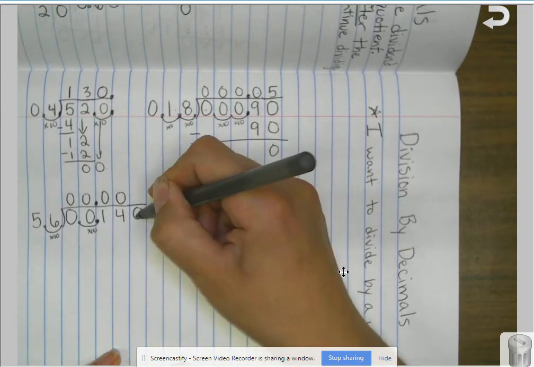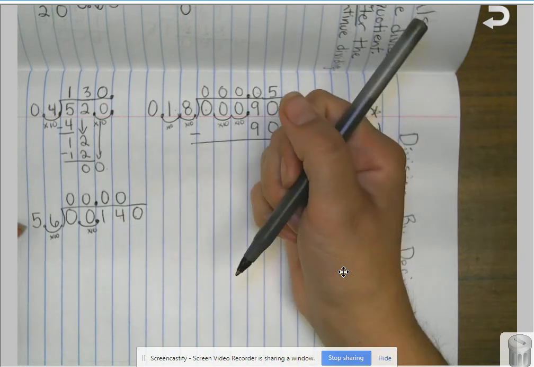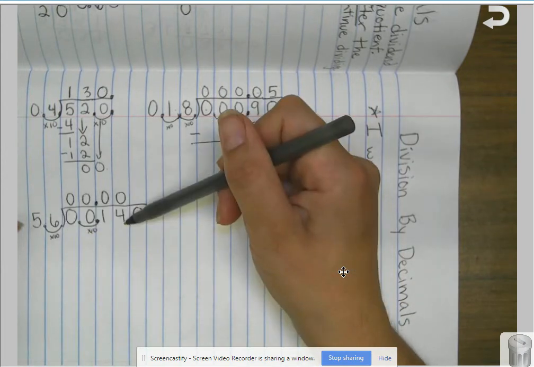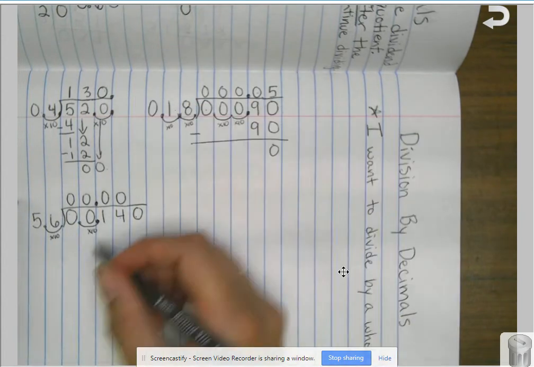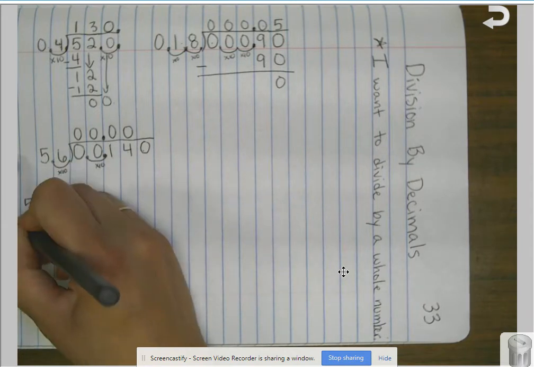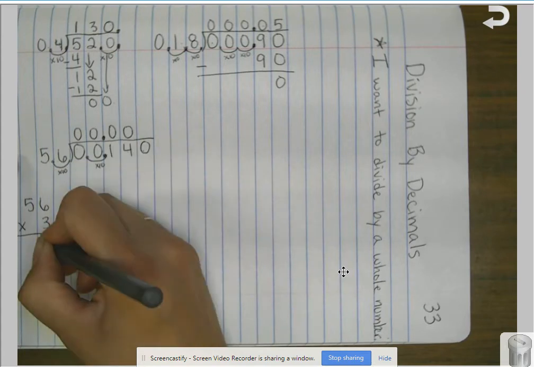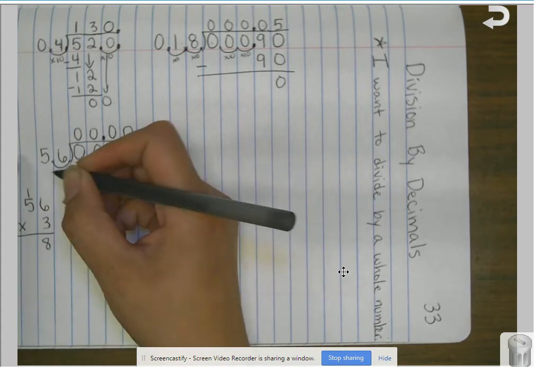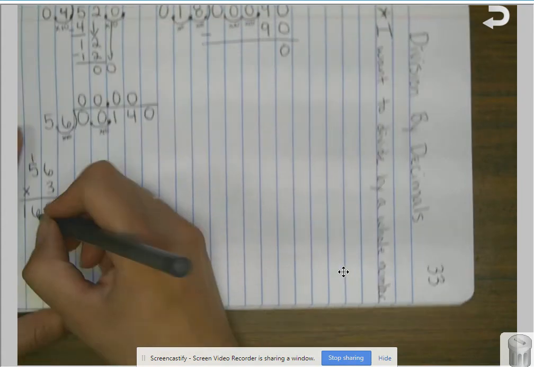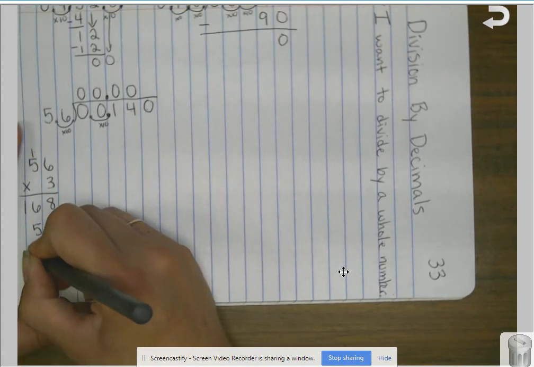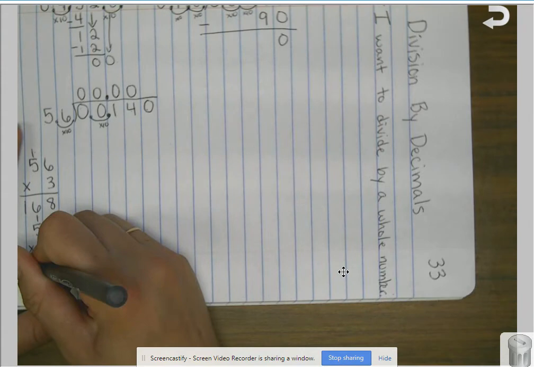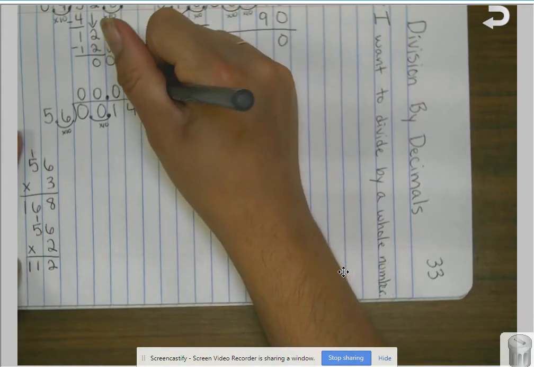56 into 140 now. So will 56 go into 140? Probably, but I'm not sure how many times. So if I estimate, this is close to 50 times 3 maybe. So let's do 56 times 3 and see what we get. Three times 6 is 18. Regroup 1. 3 times 5 is 15, plus 1 is 168. Looks like that's even an overestimate, so I'm going to do 56 times 2. 2 times 6 is 12. Regroup 1. 2 times 5 is 10, plus 1 is 11. 112, so I'm going to put a 2 here.